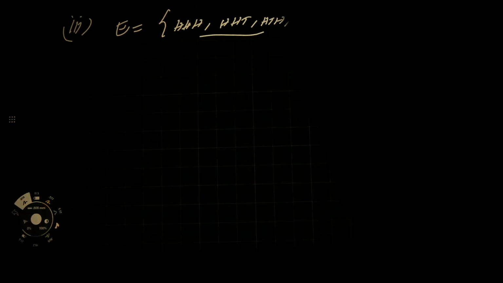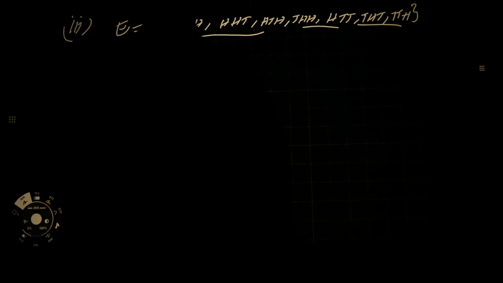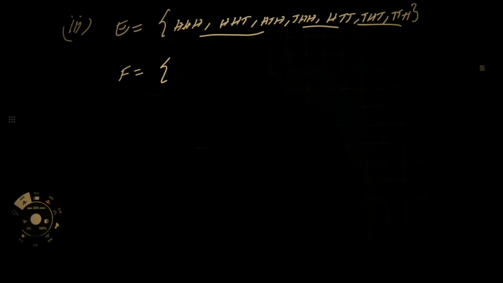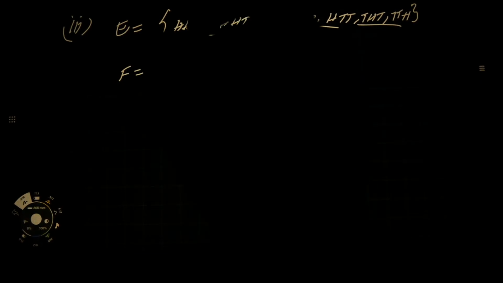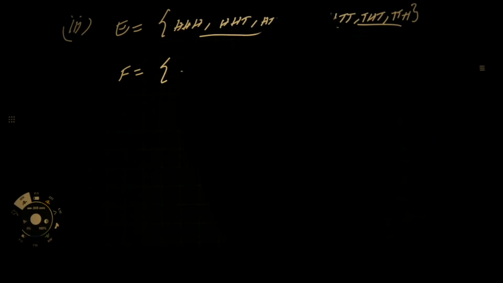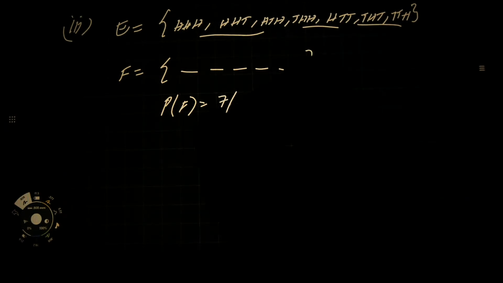Alright, so how many numbers are there? There's a total of 7. So we don't need that, but we need F. What is F given as? At least 1 tail. So the only condition that we eliminate is all heads. All other terms will come. So P of F would be 7 out of 8.